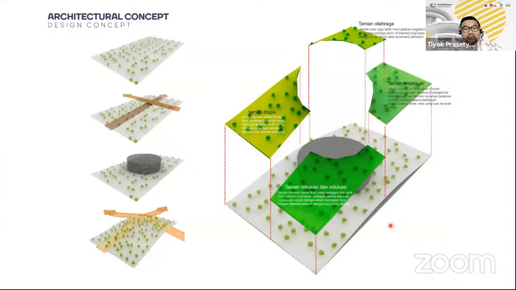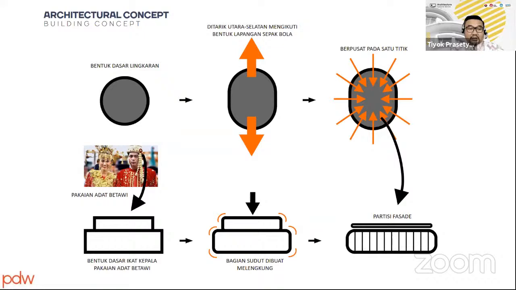Bring back the park with four themes, connected to the lake, to Waduk Sunter, that can also become an activity area for the sporting event. And the concept is creating from the head of the Betawi groom, from the clothes of the Betawi people.